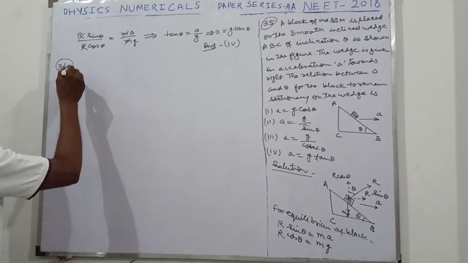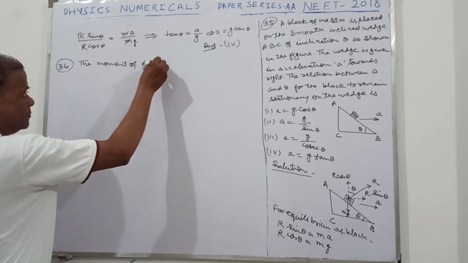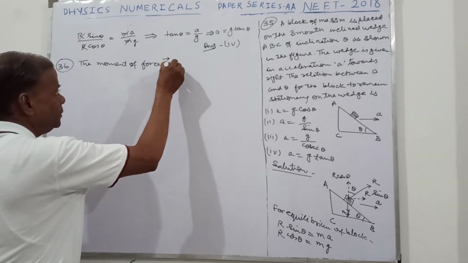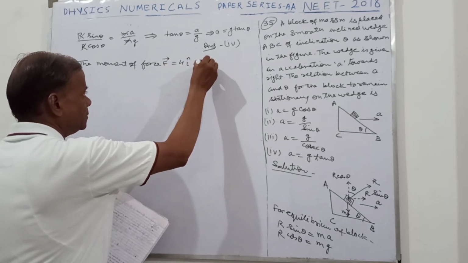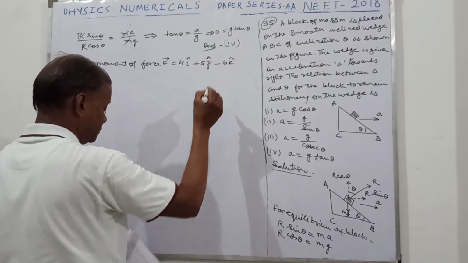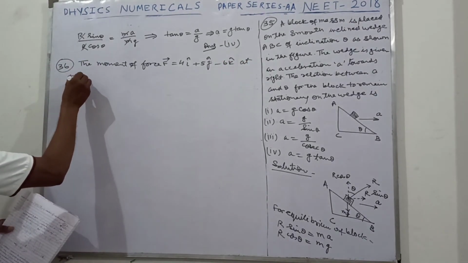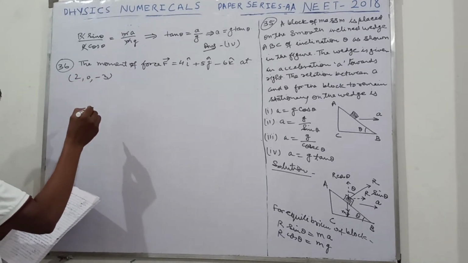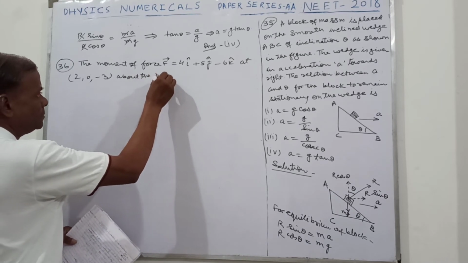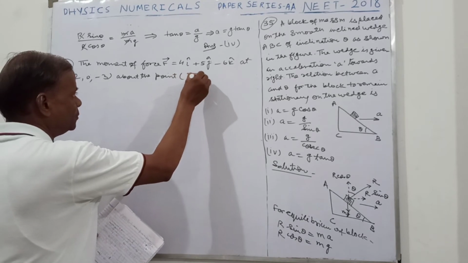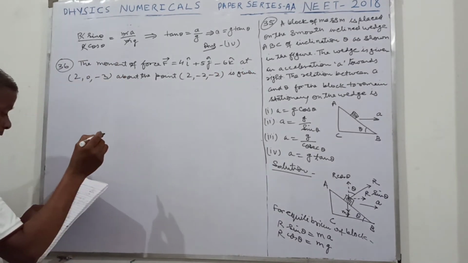The moment of force F equal to 4i plus 5j minus 6k at (2, 0, -3) about the point (2, -2, -2) is given by.